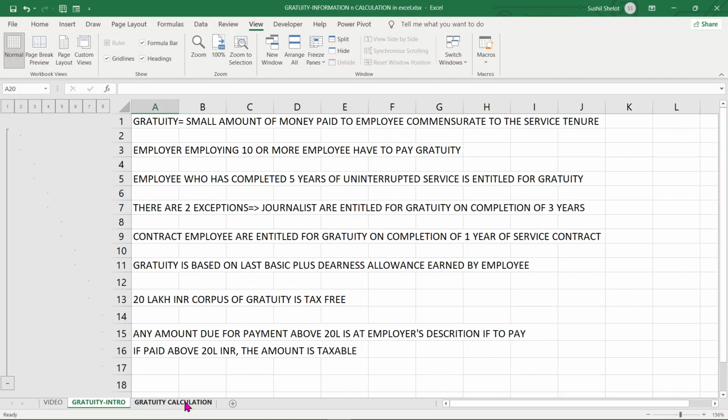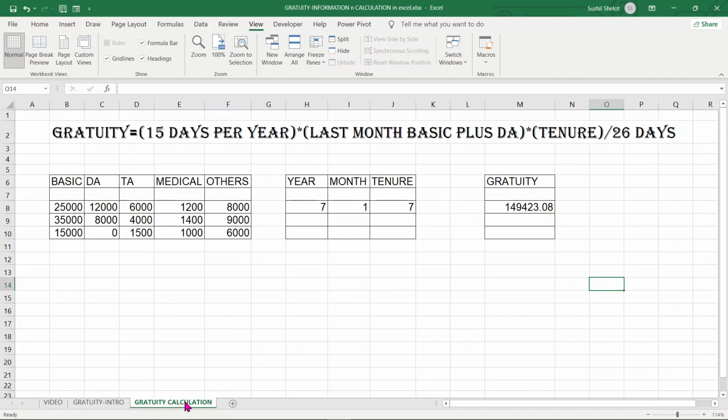Well, let's get on to the calculation of how gratuity is to be paid or how one becomes entitled to gratuity. So it's a simple formula. I have mentioned it here. Gratuity is 15 days per year multiplied by the last month basic plus DA, multiplied by tenure. Tenure is the total number of years that the employee must have served, and as I already mentioned, for general employees, except those on contract and journalists, all other employees must complete a minimum tenure of 5 years uninterrupted to be entitled to gratuity payment.